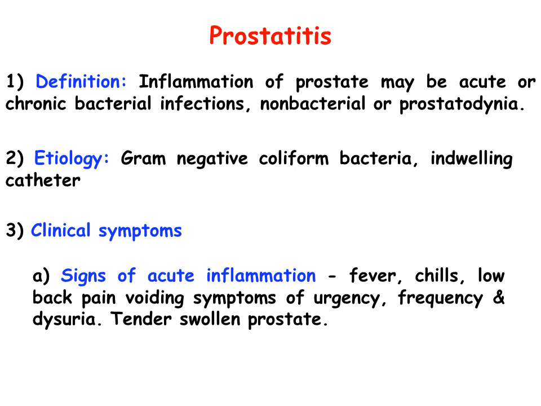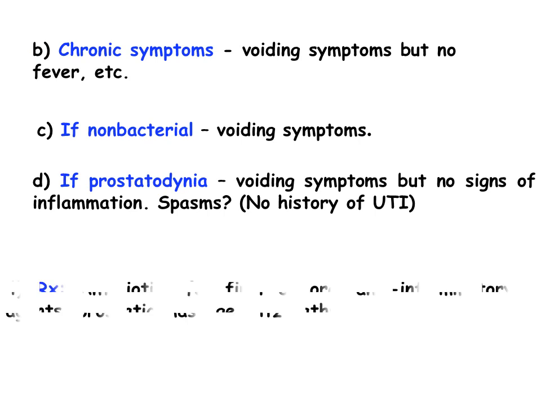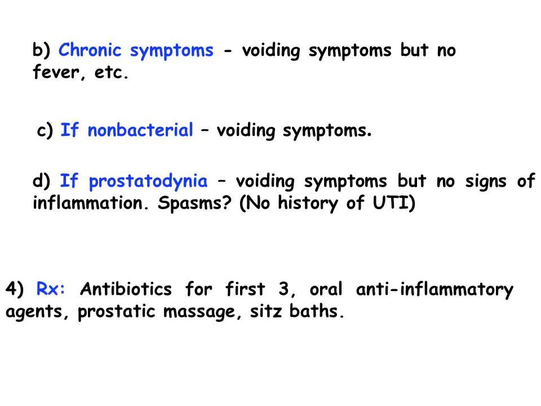Clinical symptoms then are signs of acute inflammation: fever, chills, low back pain, and maybe some problems with urgency, frequency, and pain on urination. And the prostate can, of course, get swollen as a result. In chronic cases, they're going to have more of the voiding symptoms, but no fever. If it's non-bacterial, you'll see voiding symptoms. And if it's prostatodynia, there we go, got the emphasis correct, there are voiding symptoms, but no signs of inflammation, so we're thinking spasms, especially if there's no history of urinary tract infections.